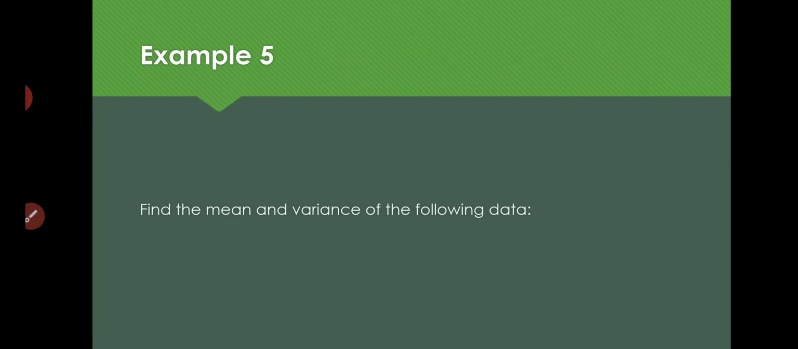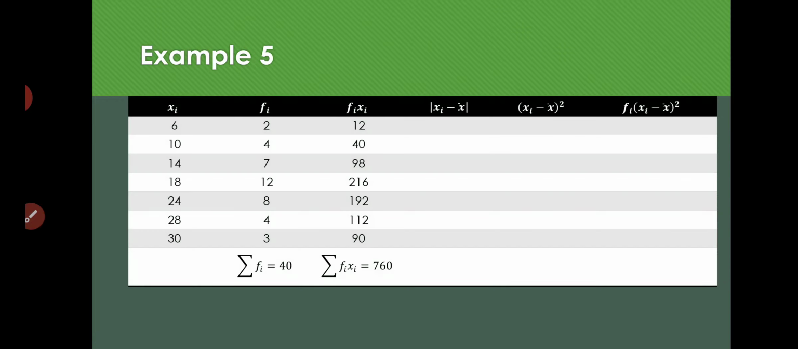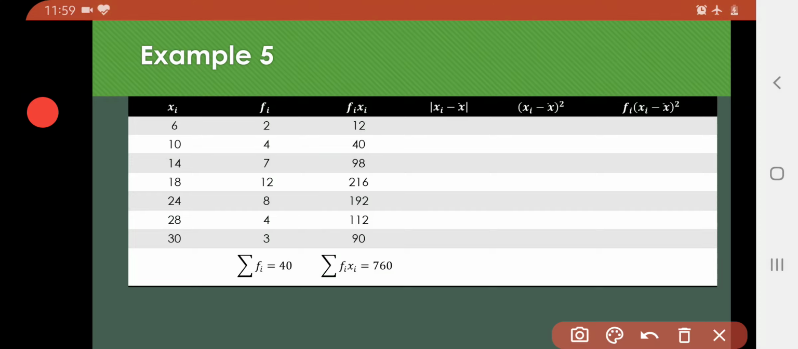Now let us move to the next problem, number 5. Find the mean and variance of the following data. The data is given here. Again, this is ungrouped data. In case of ungrouped data or grouped data, the formula is all the same. So here I have to make this table. I have the columns fi, xi, fi xi. Then what we did for mean deviation, we are going to do the same here. We have to first find the mean, then put it back in this table to calculate these 3 columns here, 1, 2, and 3.